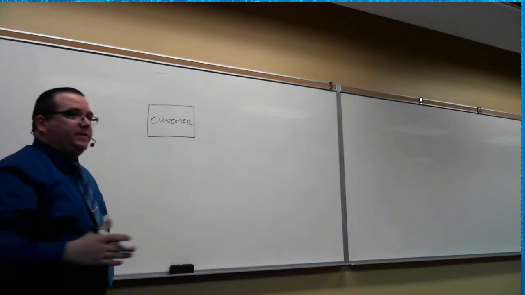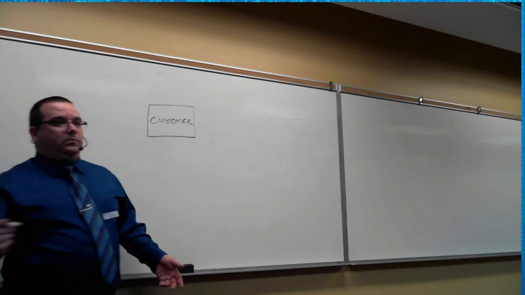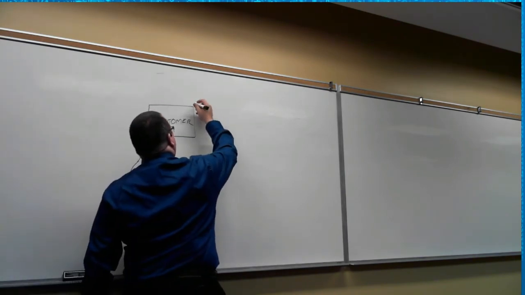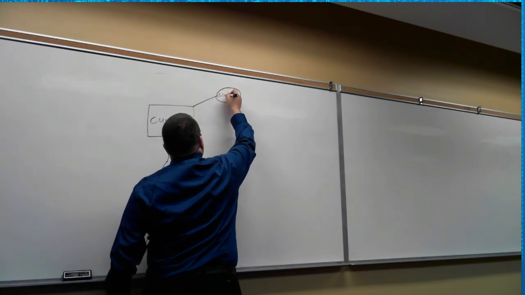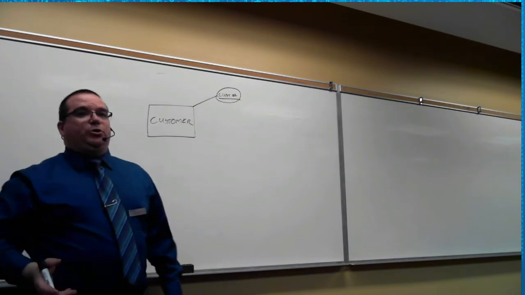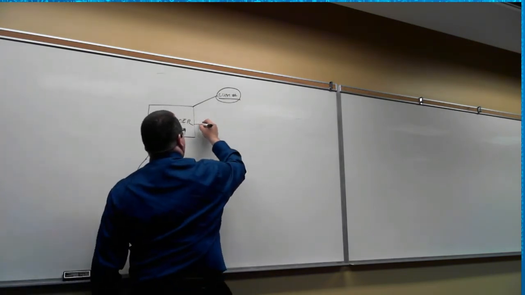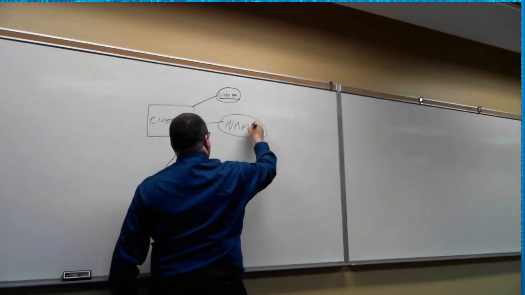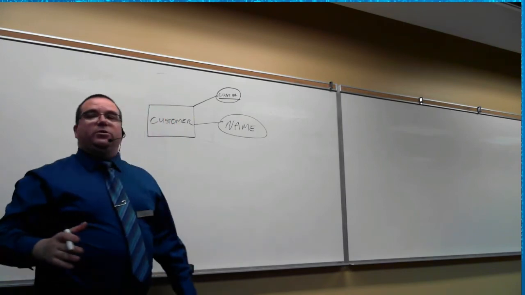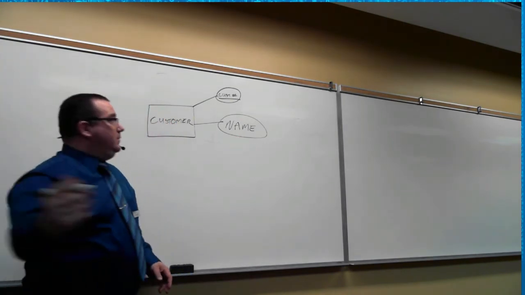So we think about a customer. There are things we use to identify a customer. For example, we could have a customer number to uniquely identify the customer. We have a customer name. So far, this looks pretty much like what I had up on the screen.